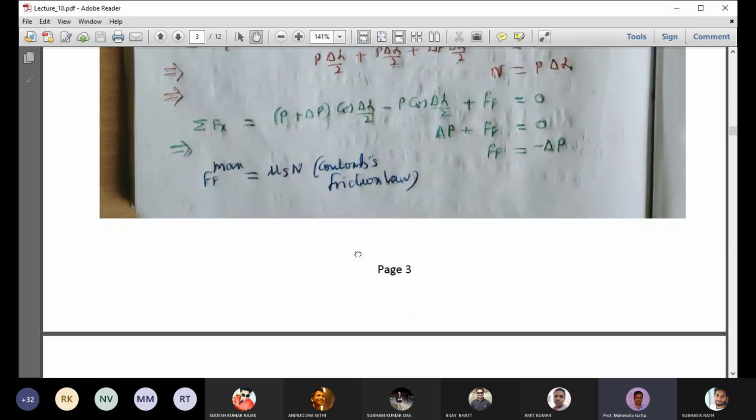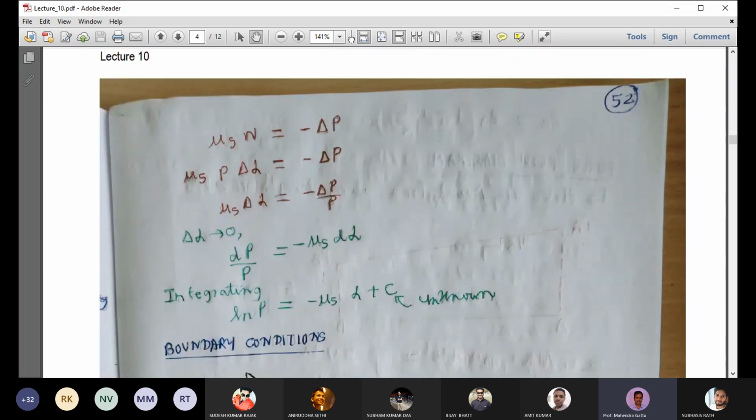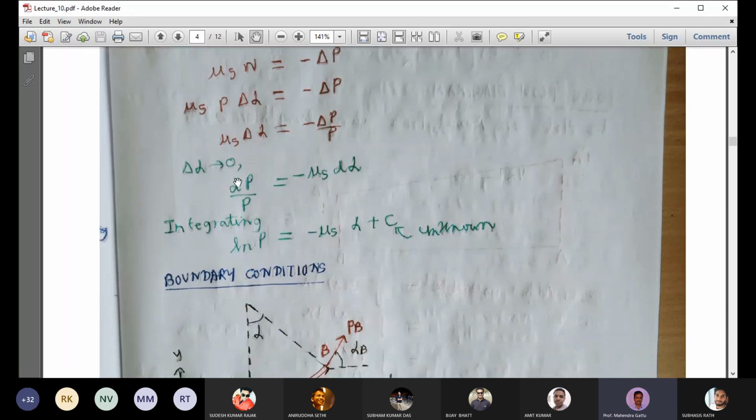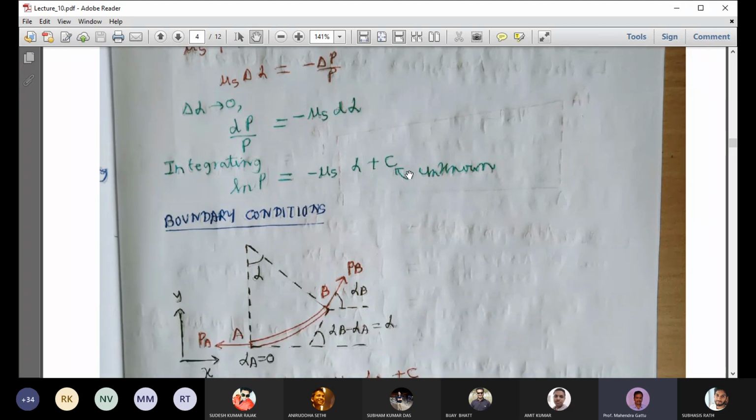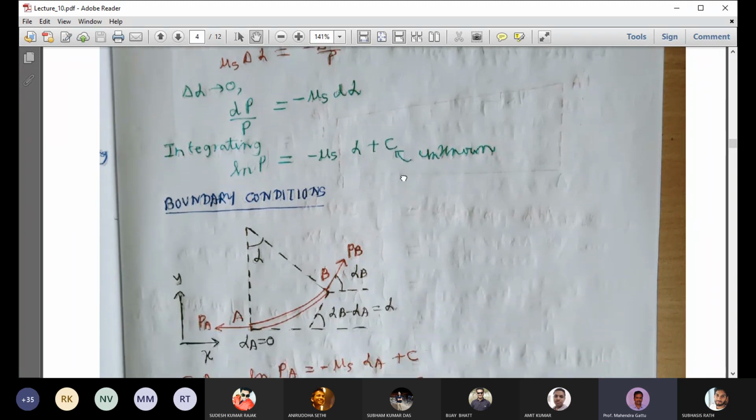We then apply Coulomb's law and get the relation dP by P is equal to minus mu s d alpha. We integrate it and get ln P is equal to minus mu alpha plus constant. Now C is unknown, so we have to apply the boundary conditions.